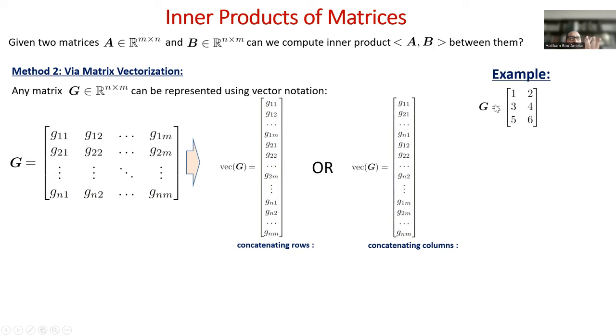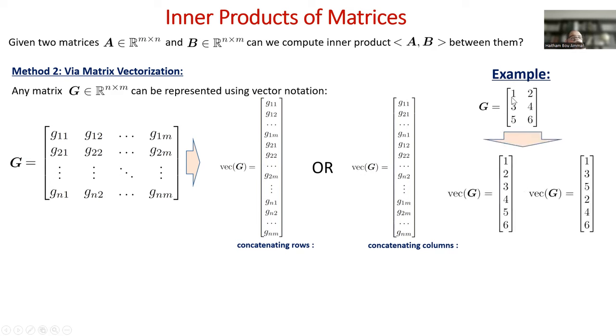So as an example, imagine I have a matrix G. That matrix G is 3 by 2. So it's 3 rows, 2 columns. If I transform that with the vec operator row-wise, then the first component of that vector will be 1. The second component will be 2. The third component will be 3. The fourth component will be 4. And 5 and 6, right?